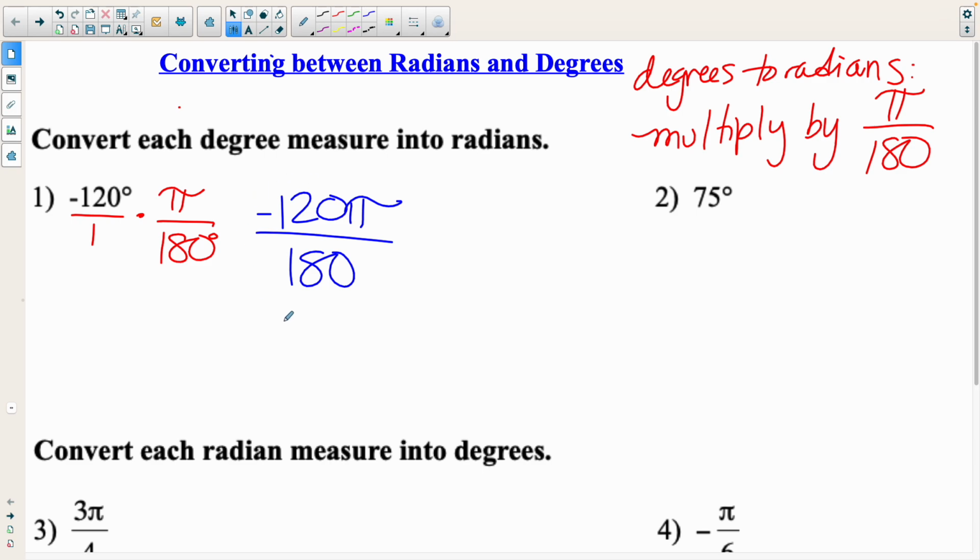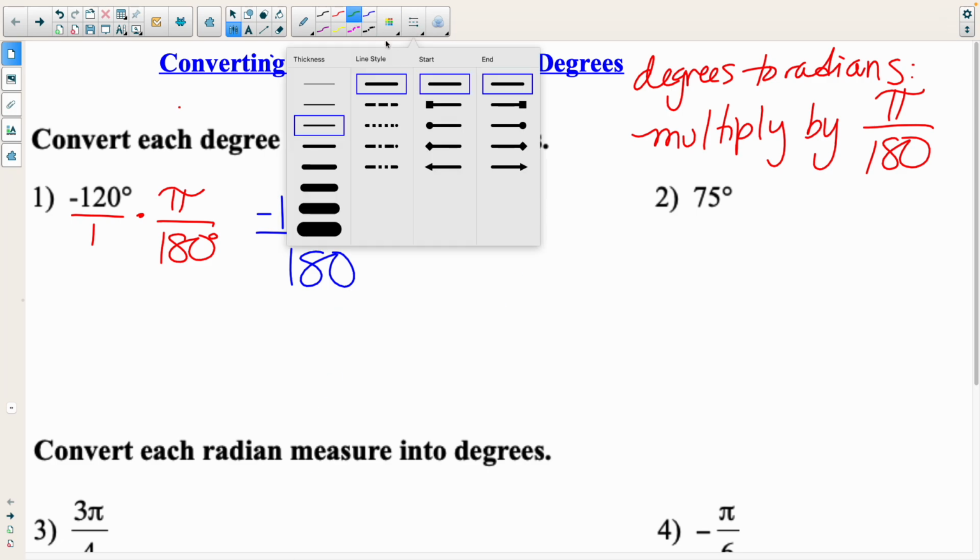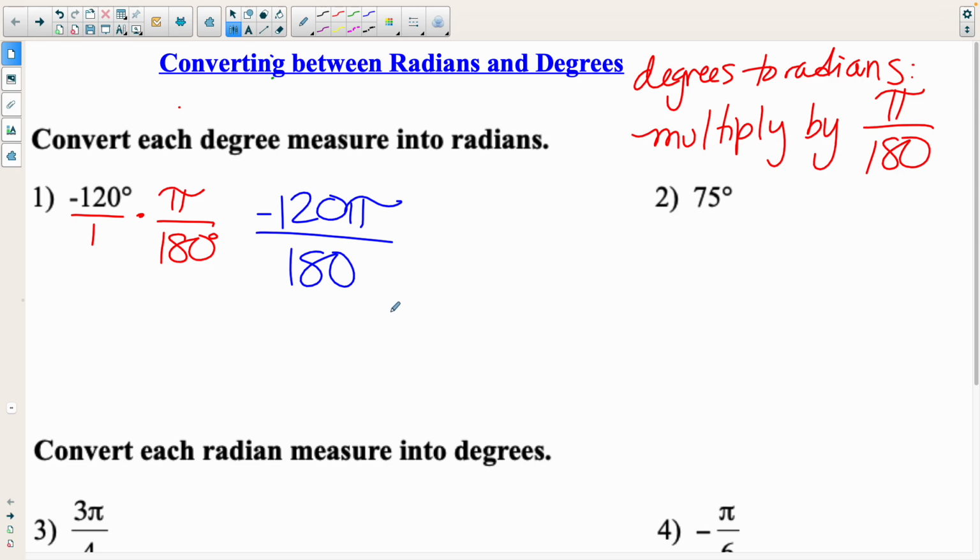Okay, so all we have to do is then reduce that fractional part as low as we can. I know that 6 goes into both of those, and they both have 0, so I know 60 is going to go into both of those. So I'm going to divide them by 60. So negative 120 divided by 60 is negative 2. And that pi stays on top. And then 180 divided by 60 is 3, sorry.